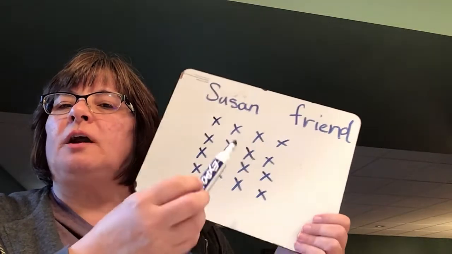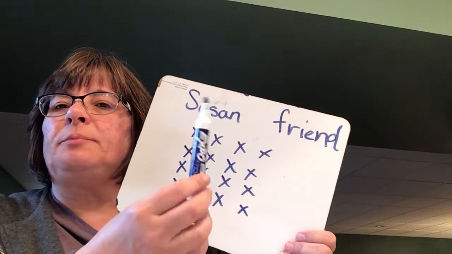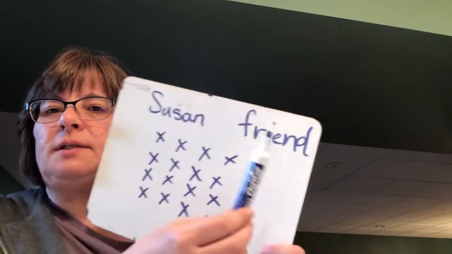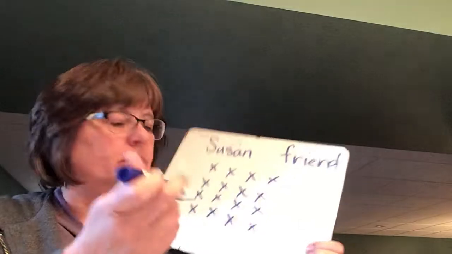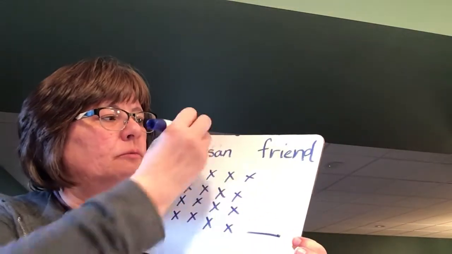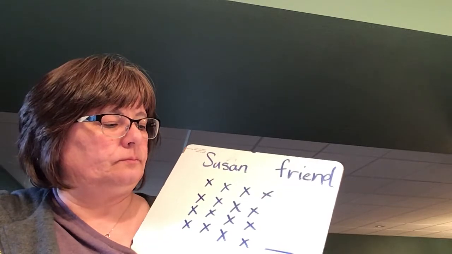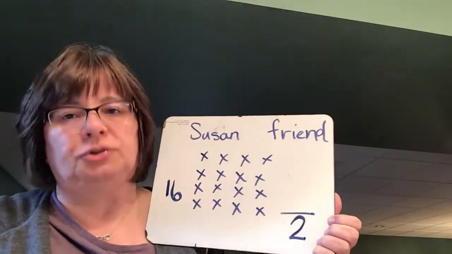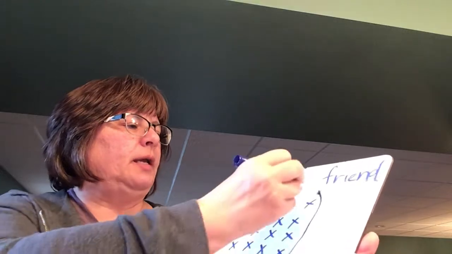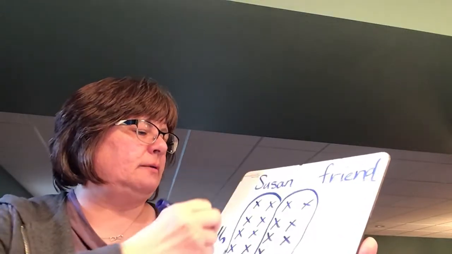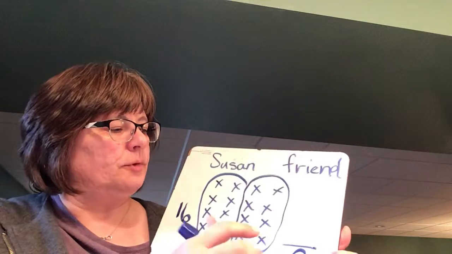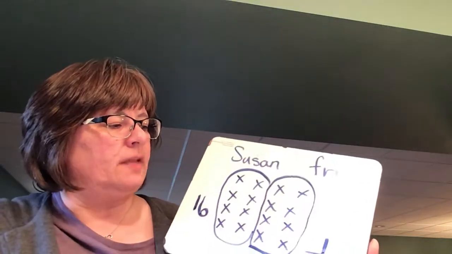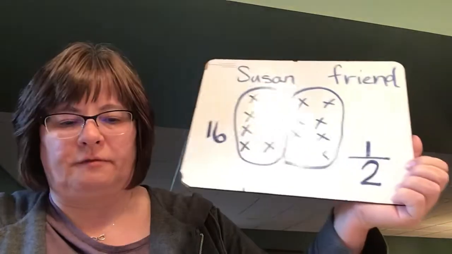We want to put them in one part for Susan and 1 part for the friend. So we want them to be into 2 equal parts. So, how many did we say there were? 16. Do you guys know the double for 16? You sure do. So it would be 8 and 8. So 8 stickers would be 1/2. They each would get 1/2 of the stickers.